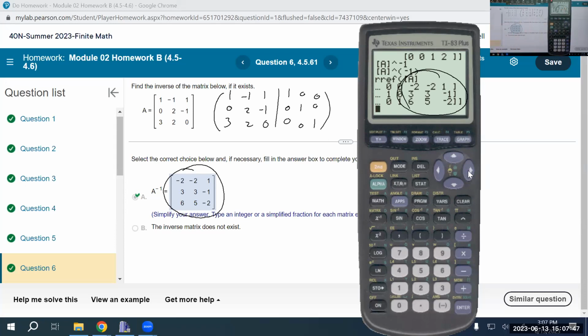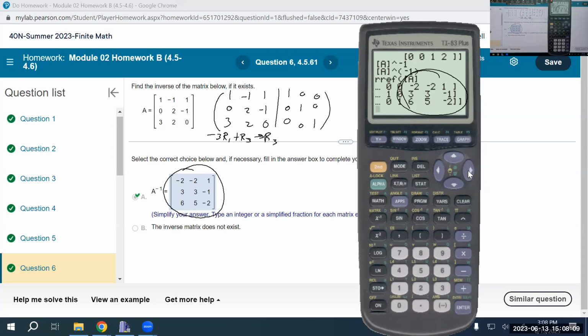You can also do this by hand. It's not that challenging to do by hand. It just takes more time than I have to show it. For instance, you would just go -3 row 1 plus row 3 becomes row 3, and so on.